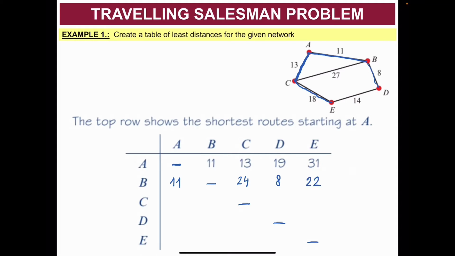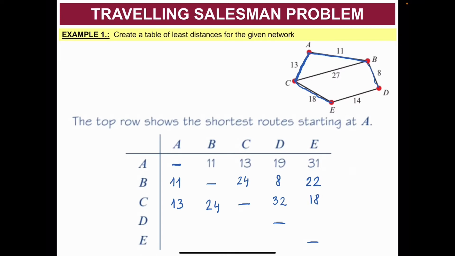And then again, because B to C is the same as C to B, that will be 24. And A to C is the same as C to A, so that's 13. Now you can pause the video if you want, and you can try to complete the rest. So C to D, the shortest one is 32. And C to E, we have 18 as the shortest one.